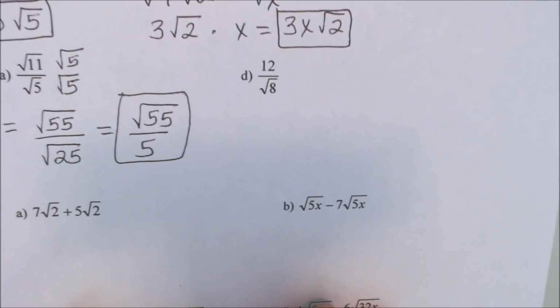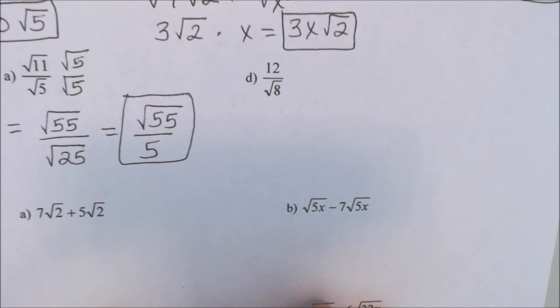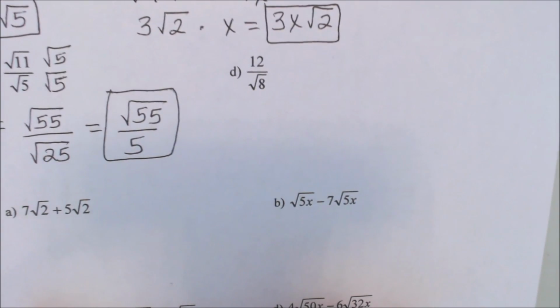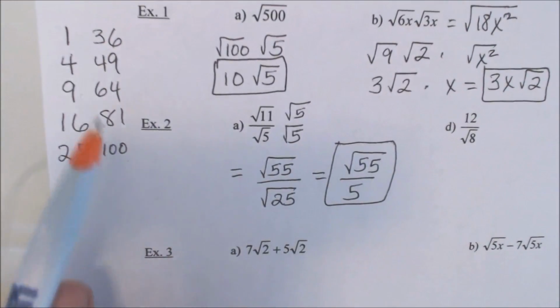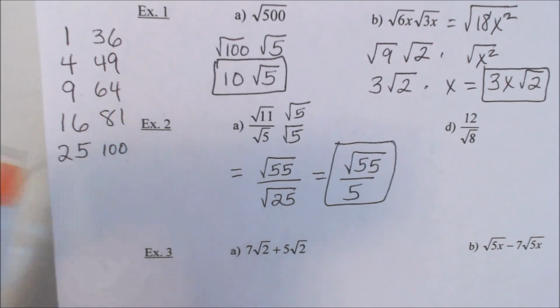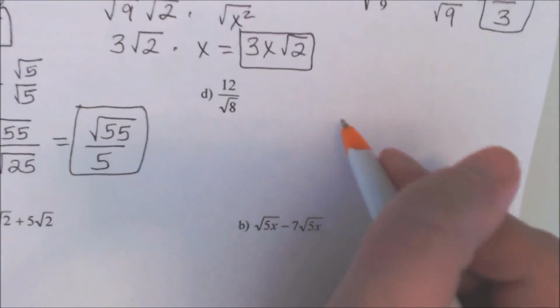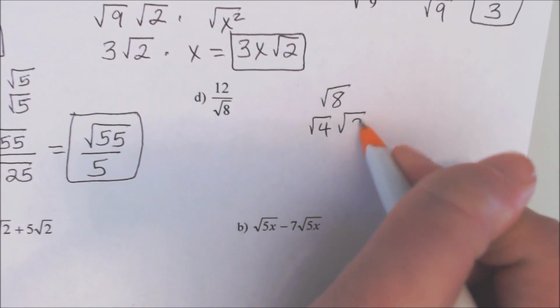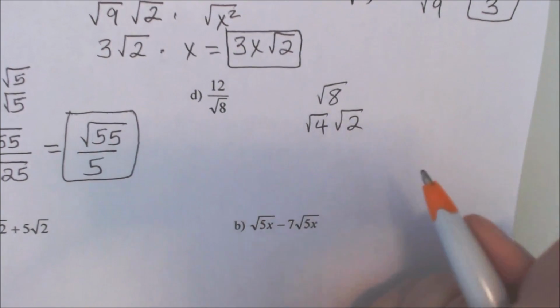Let's try letter D. We're going to have to rationalize the denominator, but I would suggest if you can simplify any of the radicals, you do that in the beginning. So if you notice the square root of 8, we can break that down because what number in our list of perfect squares goes into 8? And hopefully you see that that's 4. So off to the side here, I'm going to write the square root of 8, and I'm going to break it down into the square root of 4 times the square root of 2.